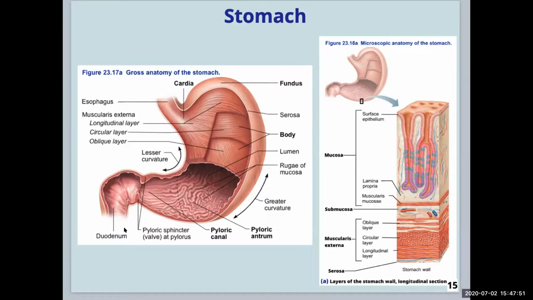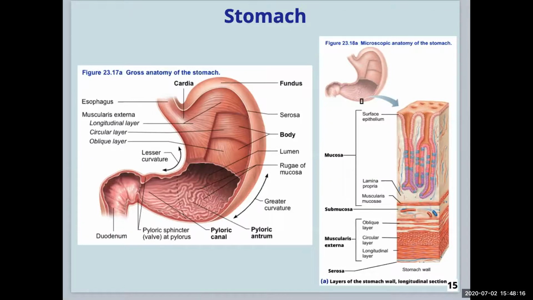If you overwhelm it, it's not going to be able to absorb the nutrients effectively, and then you're just going to end up having diarrhea. So what needs to happen is your stomach needs to be able to let its contents into the duodenum slowly. It can't just empty it all at once. It's going to overwhelm your duodenum.